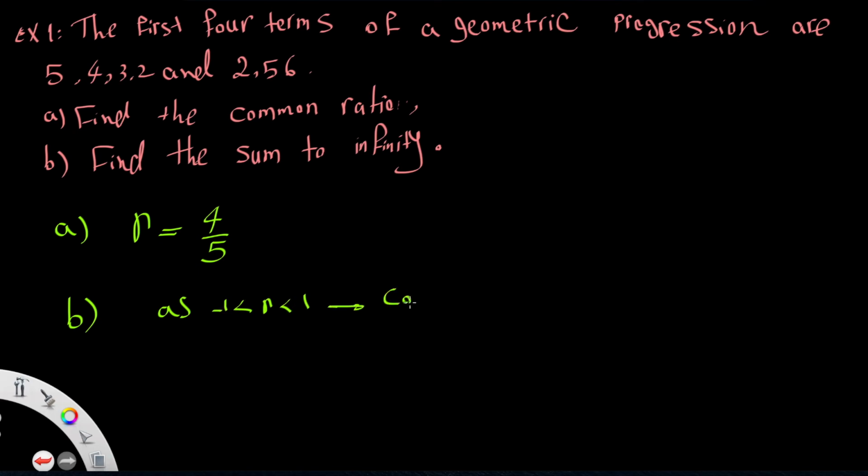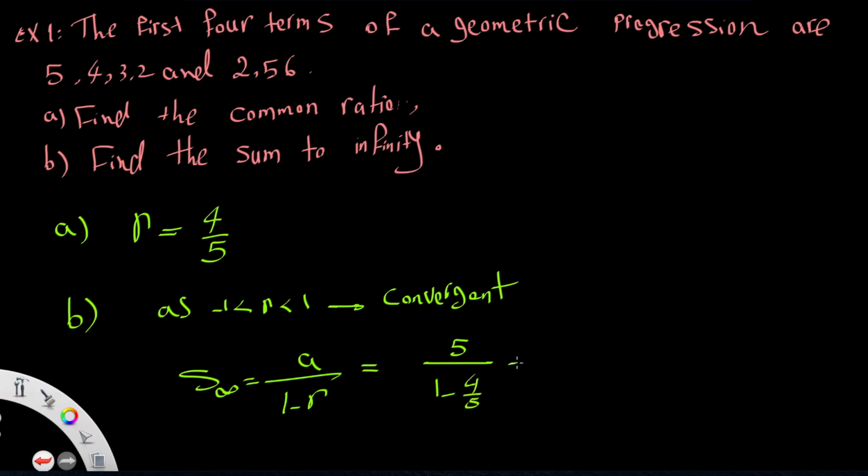So it is convergent, and it has a sum to infinity obtained by the formula a over 1 minus r. So a is 5, over 1 minus 4 over 5, which will be 5 over 1/5, giving you an answer of 25. So the sum to infinity is convergent to 25.